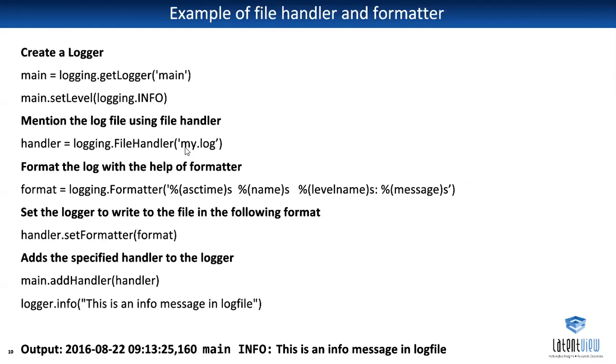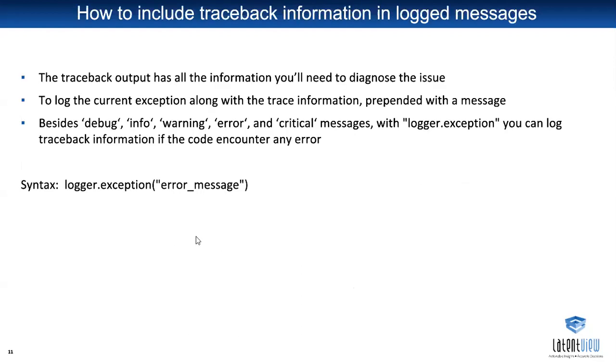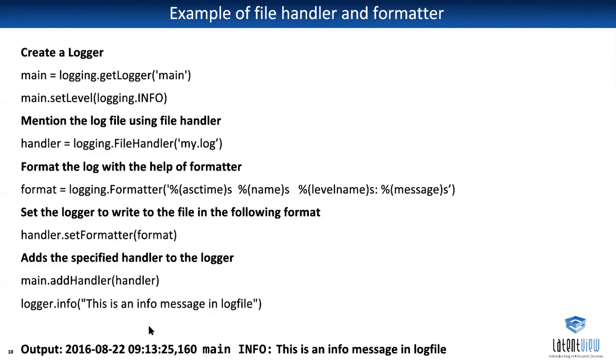If you open this my.log, the output will be like this. You can see the ASCII time I have kept here, and the name of the logger is main, so that will be printed, and the level name info, and whatever message I'm keeping here will be printed in the my.log file. It will be moved to that file.